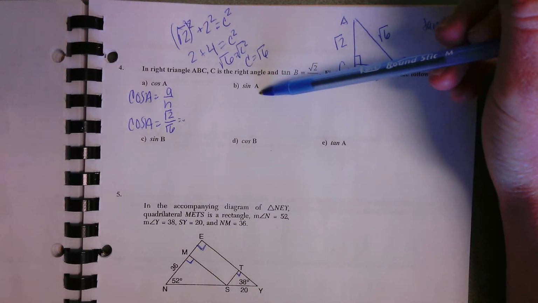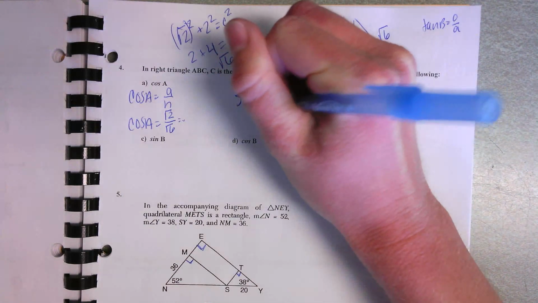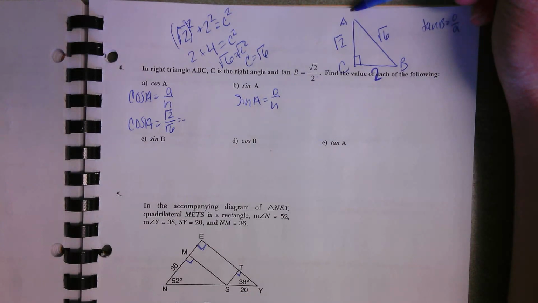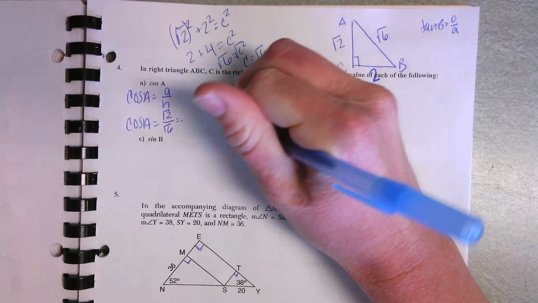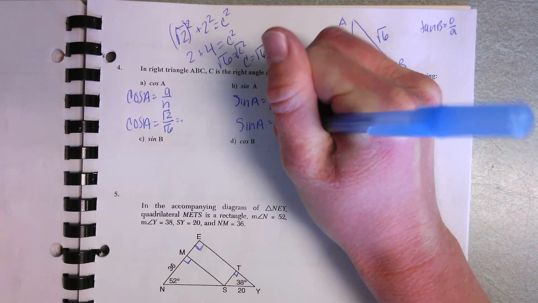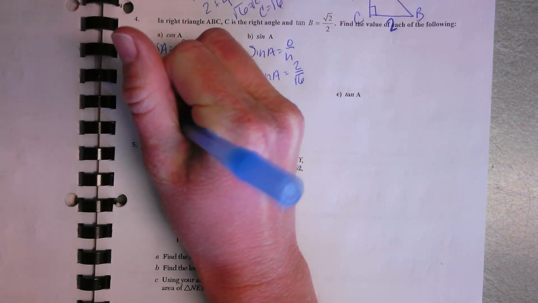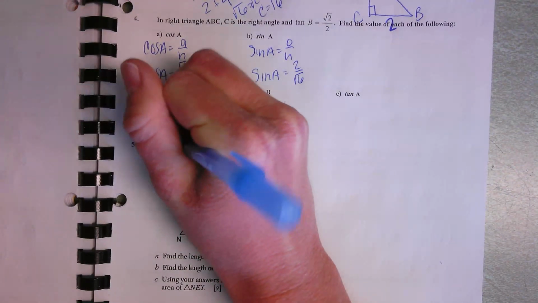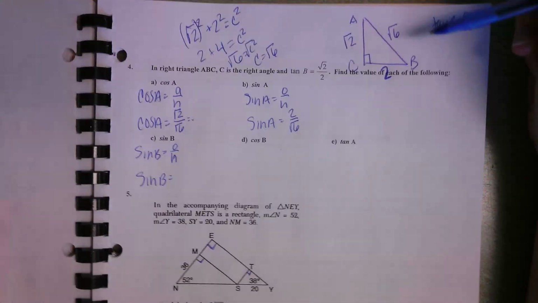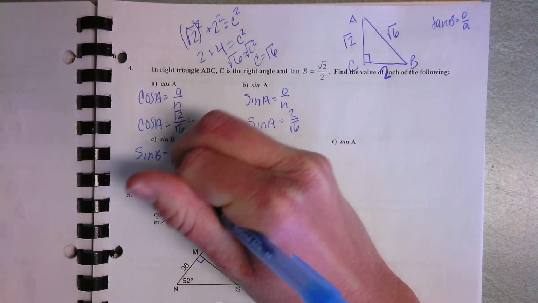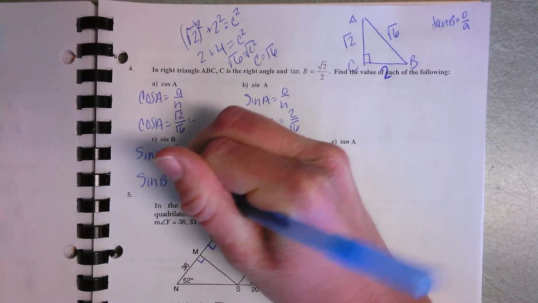Let's look at B. Sine of A is opposite over hypotenuse. So if we're at angle A, opposite is 2, and hypotenuse is the square root of 6. Okay, so sine of B, opposite over hypotenuse. So if we go back and look at angle B, opposite is square root of 2, and my hypotenuse is the square root of 6.